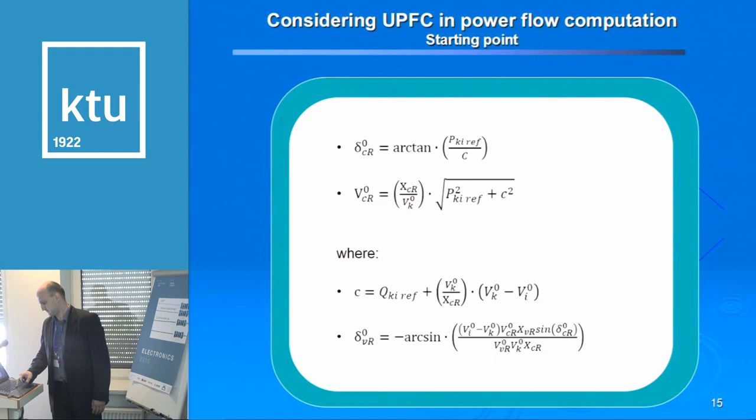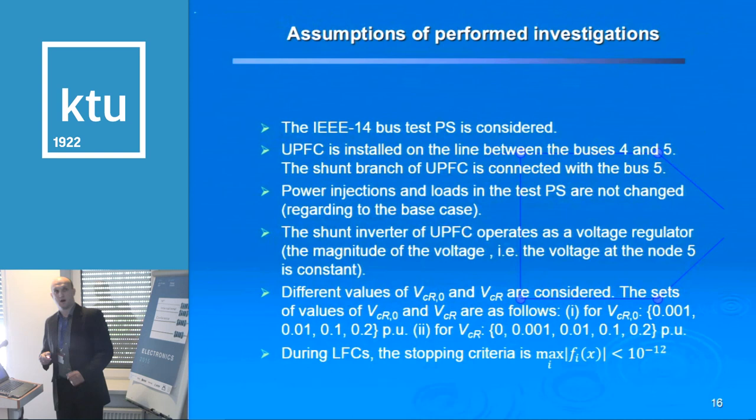So, our investigation we did on the IEEE 14 bus test system. The UPFC was installed between buses 4 and 5. The shunt inverter of the UPFC operated as a voltage regulator, so it kept the voltage at node 5 at a constant value.